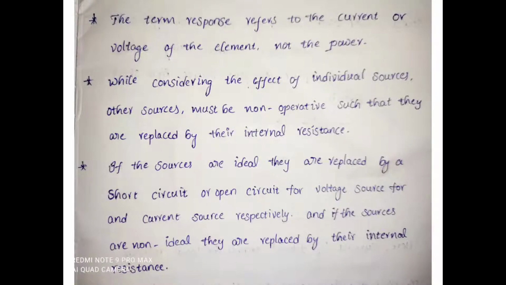While considering the effect of individual sources, other sources must be non-operative, such that they are replaced by their internal resistance. If the sources are ideal, they are replaced by a short circuit for a voltage source and an open circuit for a current source respectively. And if the sources are non-ideal, they are replaced by their internal resistance.